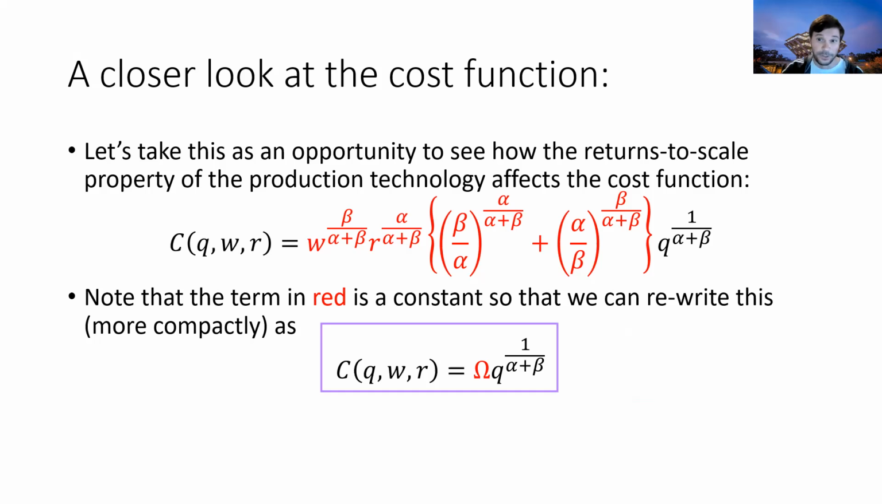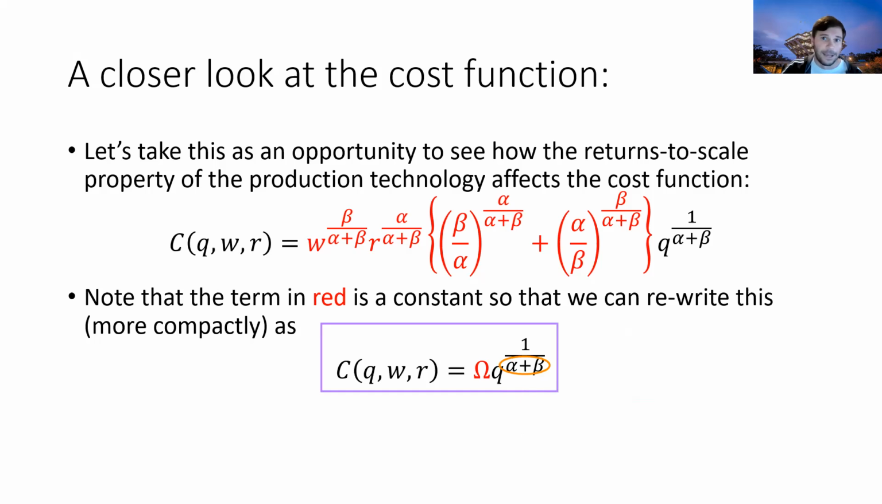What is the shape going to really depend on? Yeah, Isaac, I like what you're saying. The alpha and beta values are going to be super important in terms of what the shape of the cost function will look like.